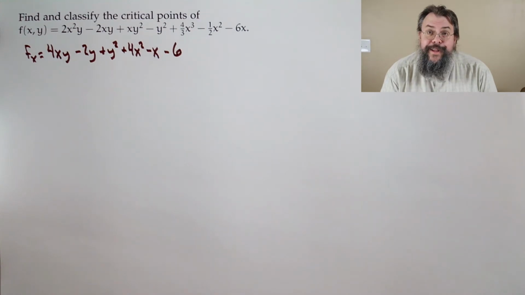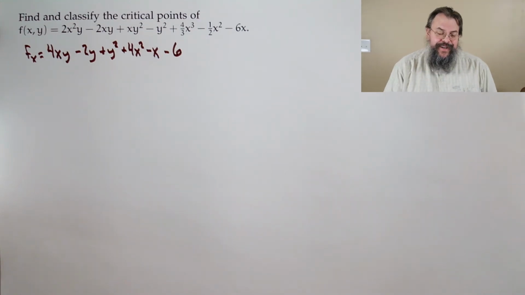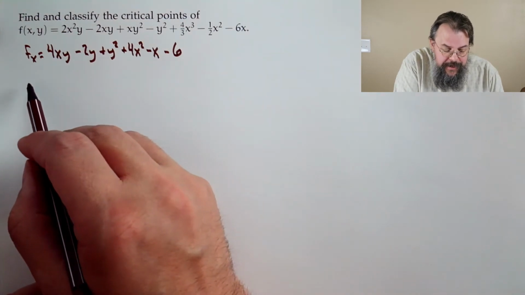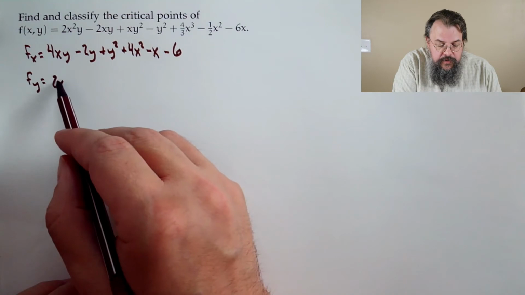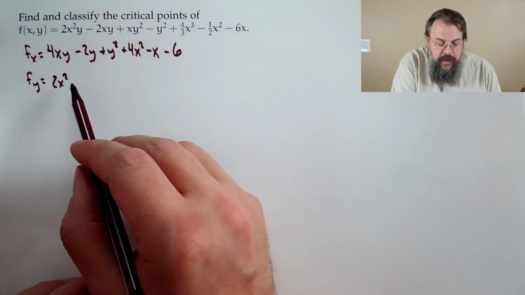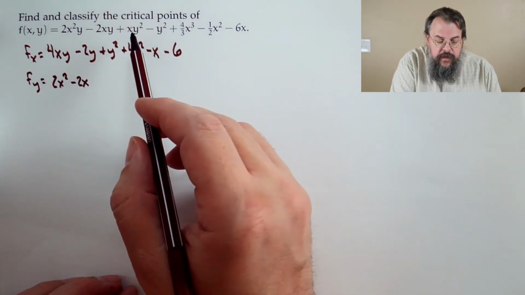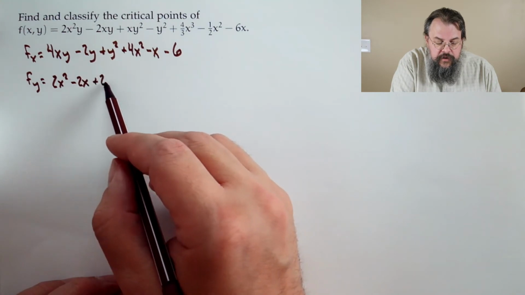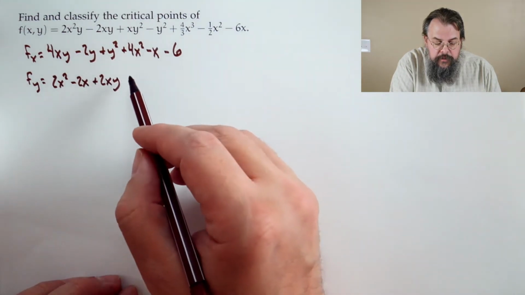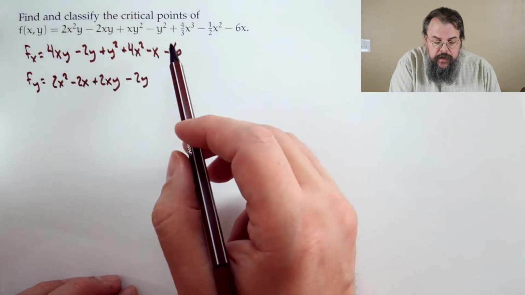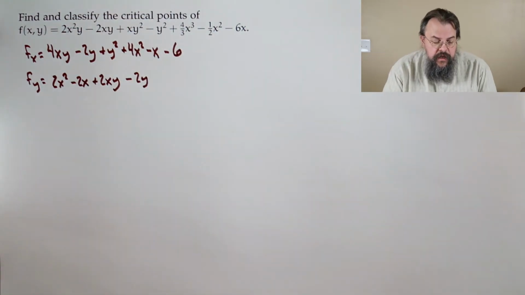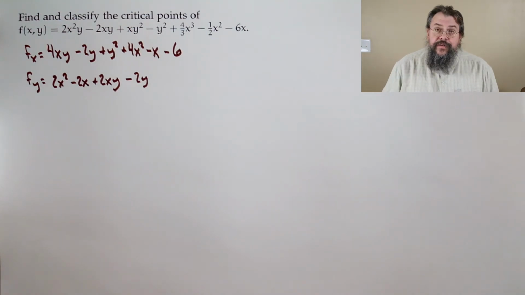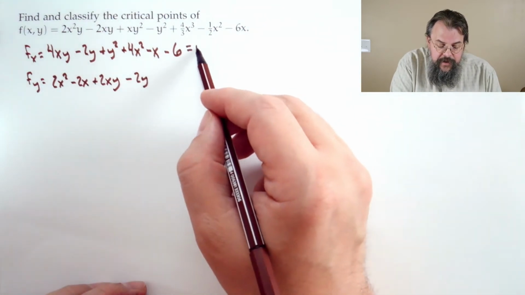Well, let's hope the other one is a little bit simpler. Okay, f sub y. Let's see what that gives us. Well, that would be 2x squared minus 2x, plus 2xy minus 2y, and okay, that's it. All right, well, that is definitely simpler. So let's focus our energy on our f sub y.